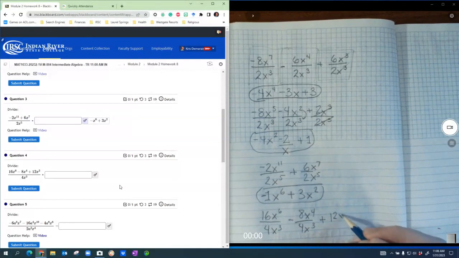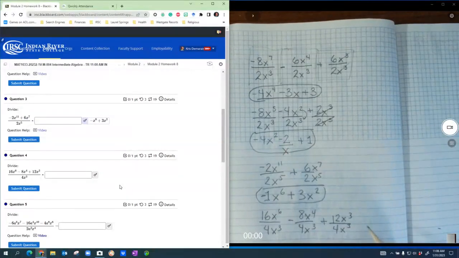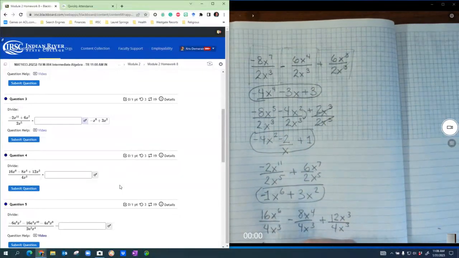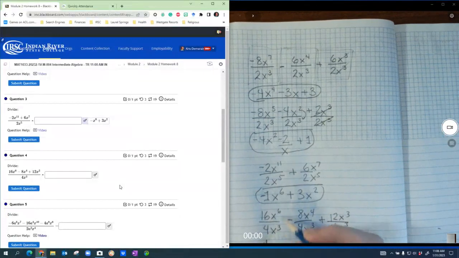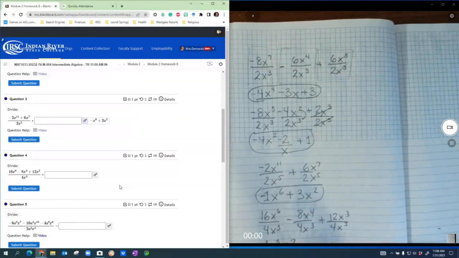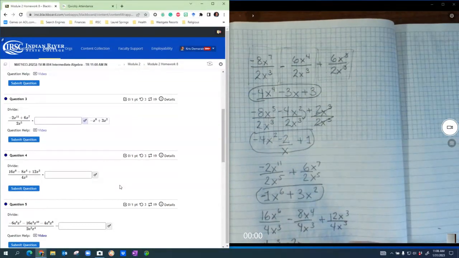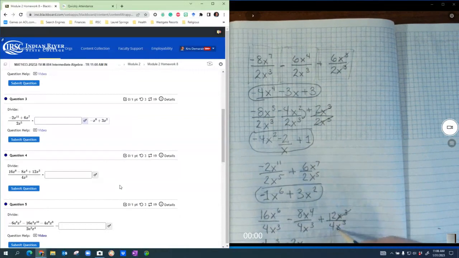So 12 x to the third divided by 4 x to the third. So then this is 16 divided by 4 is going to give us 4. X, 3x taken away from 6x, this is 3. Negative 8 divided by 4, and then take away 3x from 4x, this is 1x. This cancels this out, leaving us with 12 divided by 4 is 3.